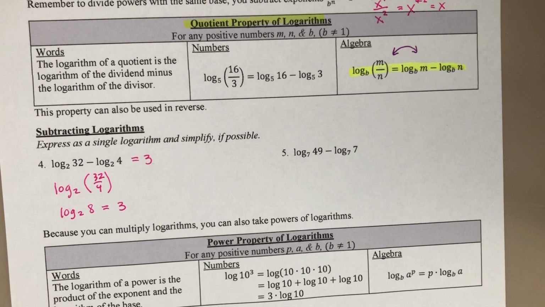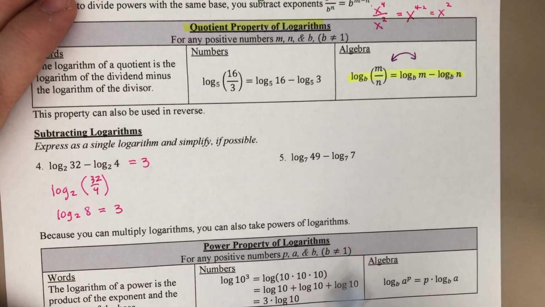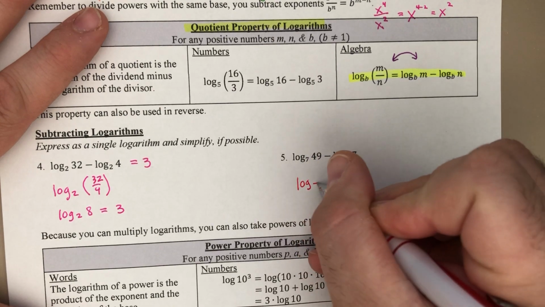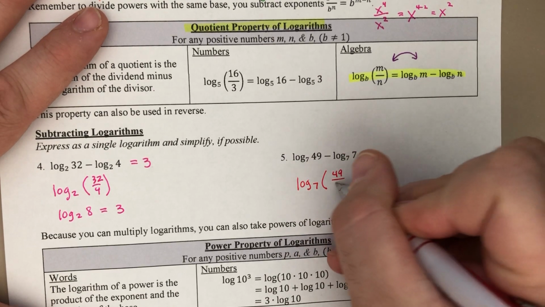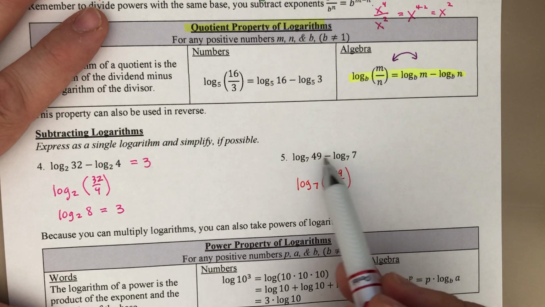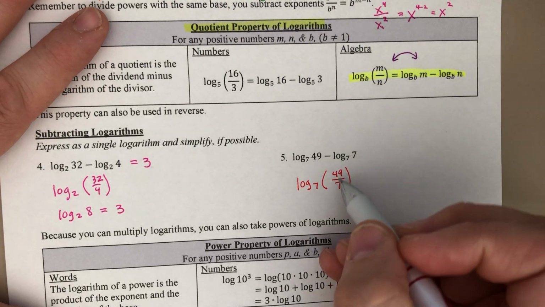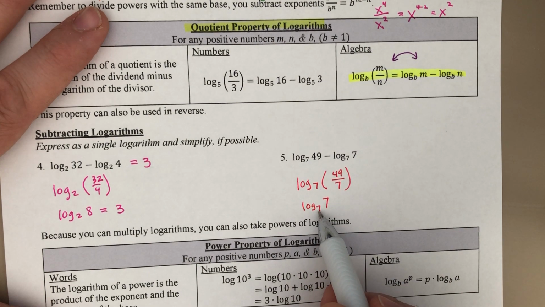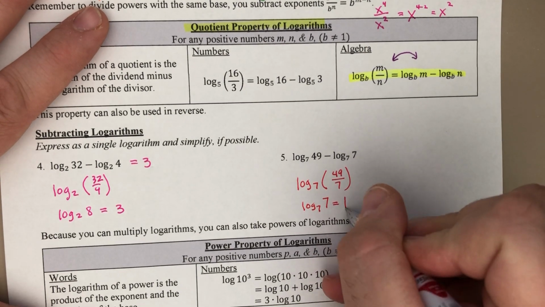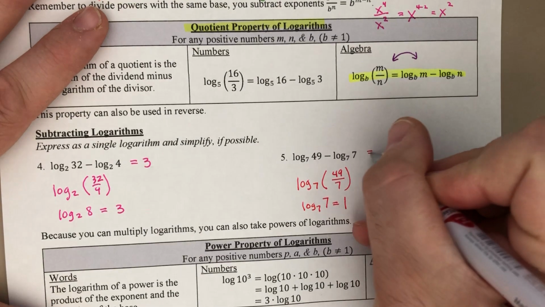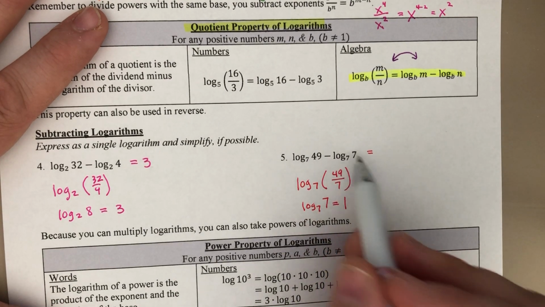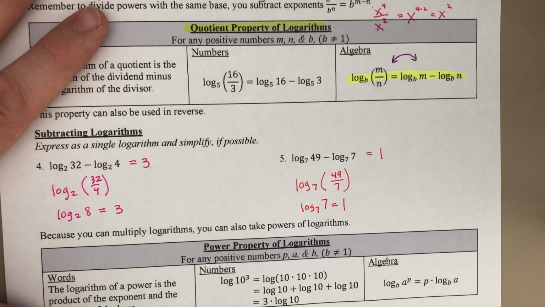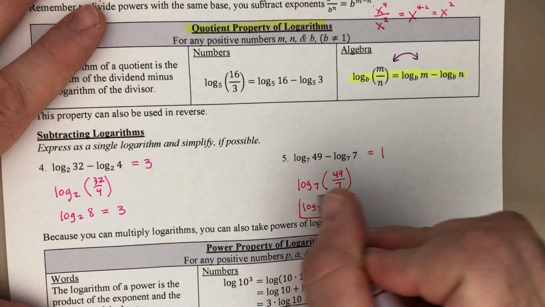All right. Log base 7 of 49 minus log base 7 of 7. This is a really good one that's set up nicely because we're doing subtraction, so we're going to divide the 49 and 7. 49 divided by 7 is 7, so we get log base 7 of 7. 7 to what power gets you 7? It's to the 1st. So if I'm up here, log base 7 of 49 minus log base 7 of 7, that's just 1. Crazy, right?